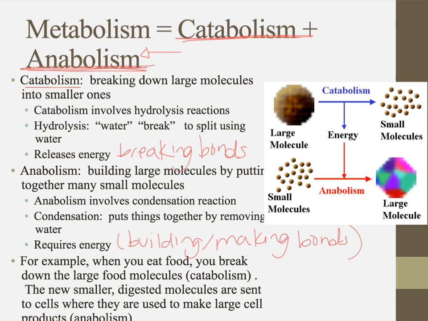So a couple of examples here, involved with, I'm thinking particularly digestion. When you eat food, you break down the large food molecules. That's catabolism. So here's food, my digestive system breaks them down. These small molecules get absorbed into our bloodstream and then carried by our blood to our cells, which use these small molecules to make larger molecules of their own, and that's called anabolism.